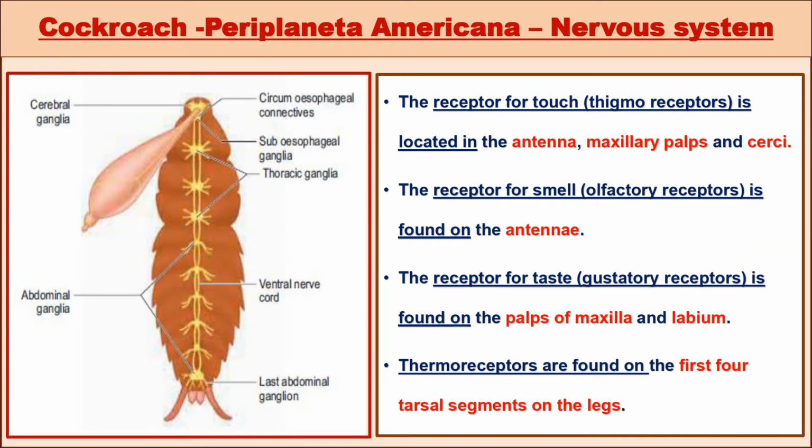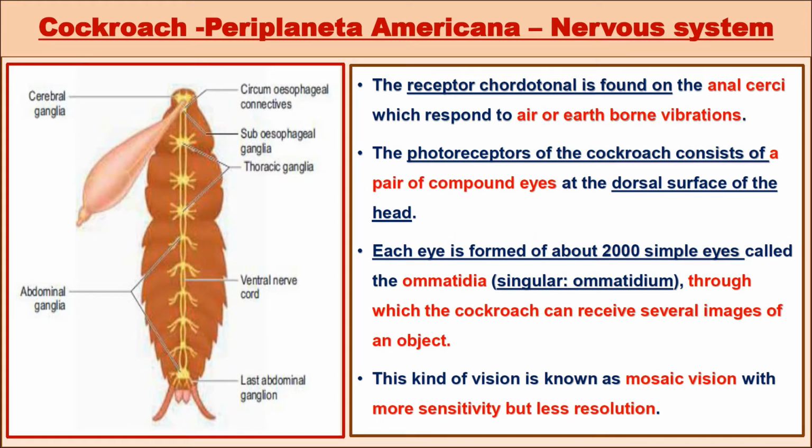They have thermoreceptors that are found in the first 4 tarsal segments of the legs, and they have another receptor which is called chordotonal. This is found in the anal cerci, which will help them to identify the air and the earth-borne vibrations, and they respond to these vibrations.